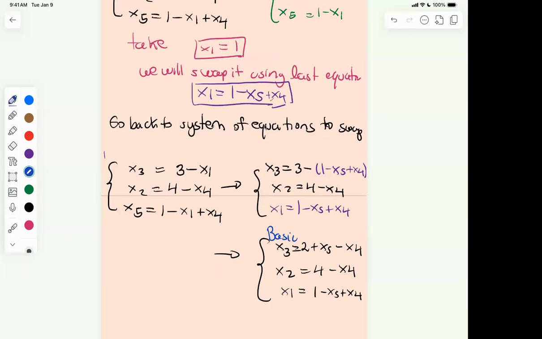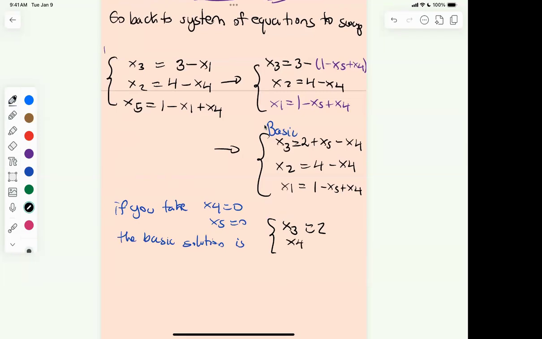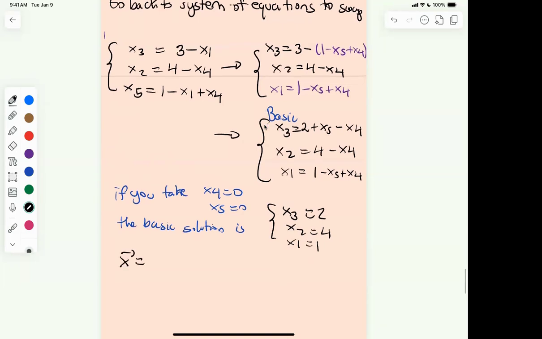So far, so good. And we're almost done because this is the magic of this method: it also tells you the solutions. You can read off the solutions. So if you set x5 and x4 equal to 0, you would get the values for another basic solution. If you take x5 and x4 equal to 0, the basic solution is what? Well, you read the system of equations. X3 becomes 2, x2 becomes 4, and x1 becomes 1, right? So the basic solution would be, in the opposite order, 1, 4, 2, and then 0, 0, right?